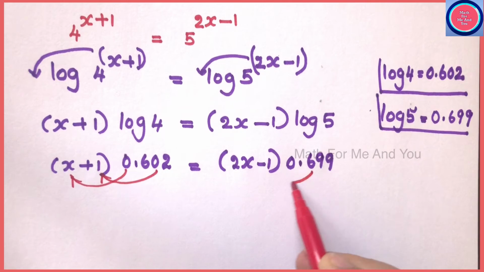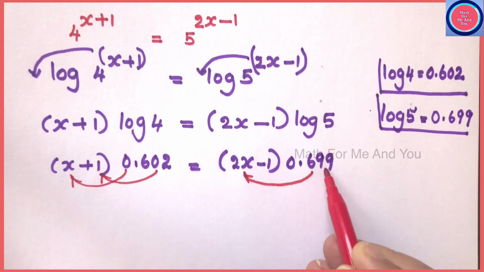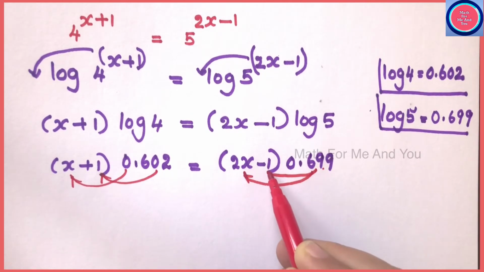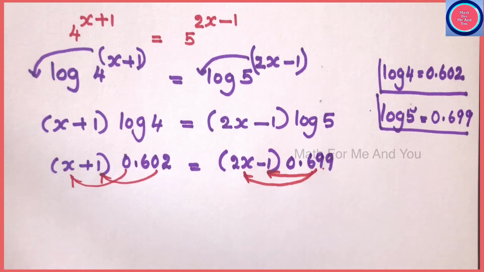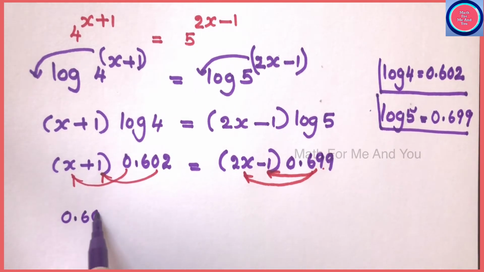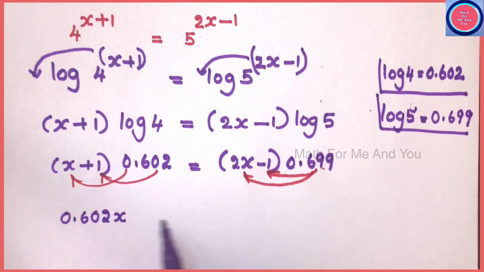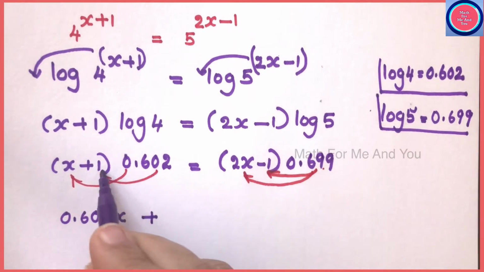Same thing on the right side. Outside value distribute to inside each term. 2x multiply with the number, also minus 1 multiply with the number. When we multiply 0.602 with x, we get the answer 0.602x plus 1 times the number, say 0.602.